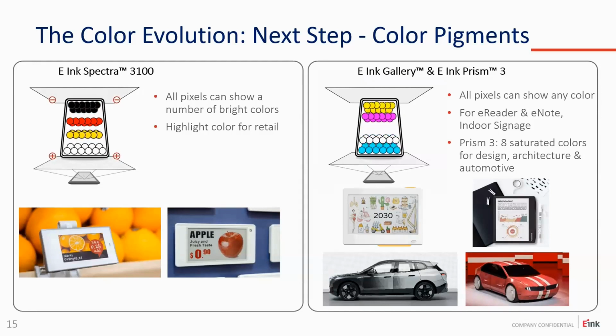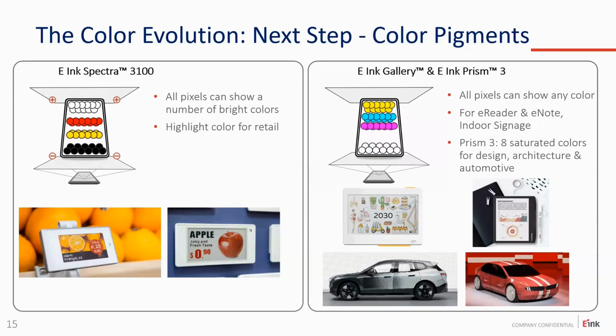And on the right-hand side, what we call Gallery, but also Prism. This is using white as the reflector, like paper, and then CMY subtractive color. This means that depending on what kind of color particles are above the white, you create a certain color by filtering out a certain part of the spectrum. So the nice thing with both platforms, all pixels can show all the colors. So we are not having area color anymore like with a color filter. And that increases the brightness by about a factor of 3.